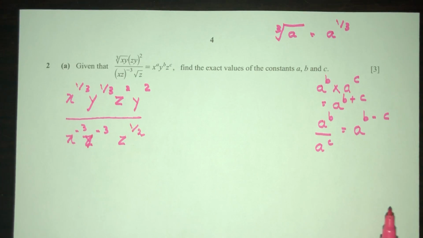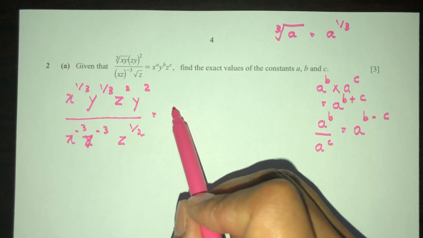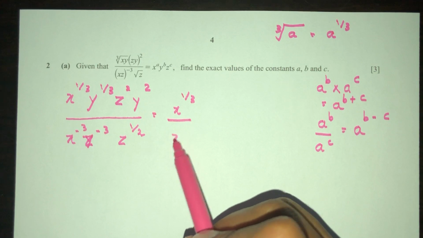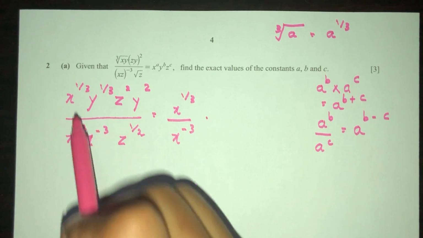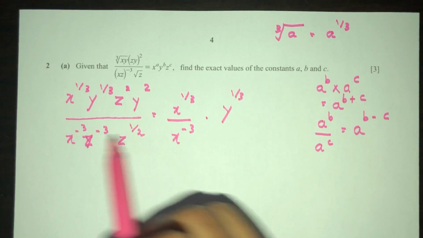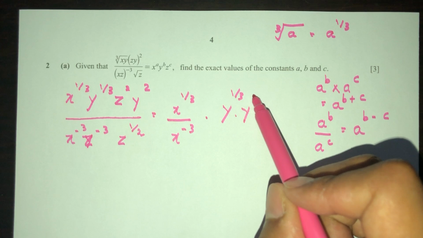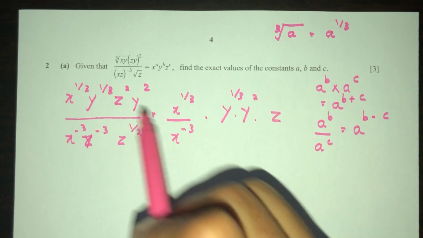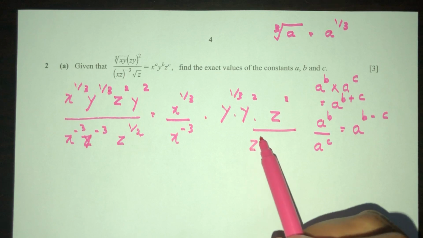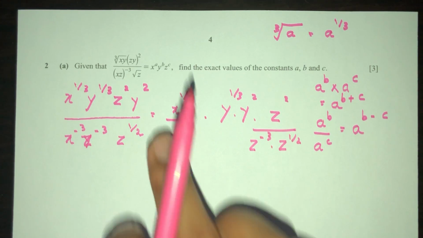So let's group the same ones together. For example, let's see where the x's are. We have x power 1 over 3 here over x power 1 over 3. Now the other one is y. We have y power 1 over 3, and then here we don't have y, we have y on the top, so multiply by y power 2. And the z will be z power 2 over z power minus 3 multiplied by z power half. So one by one we can simplify them now.